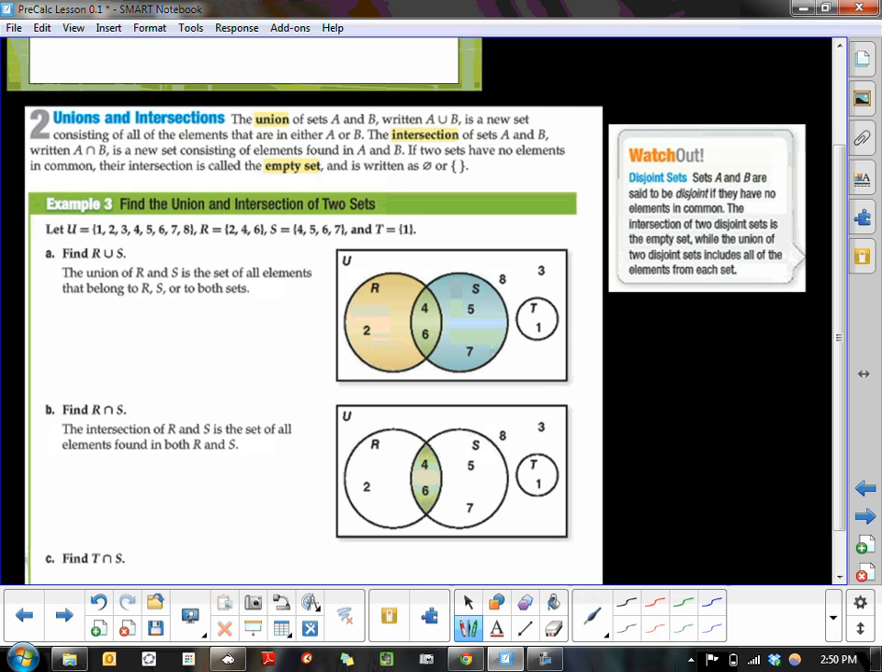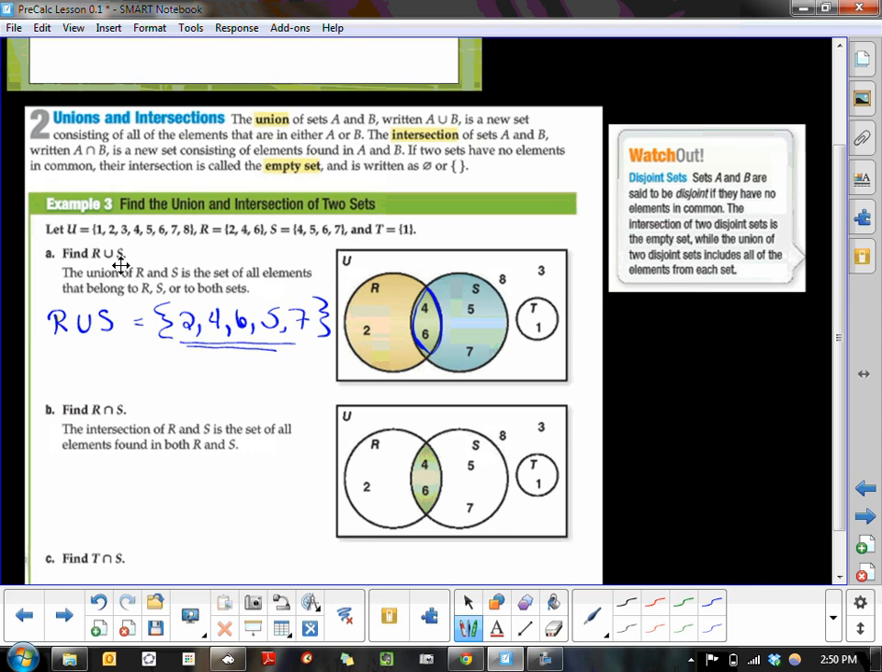So this R union S is going to be a new set, so make sure you put it in braces. We want to include everything that's in R or S, and we only include the things that are in both of them once. So it's 2, 4, 6, and then 5 and 7. Even though 4 and 6 are in there twice, you only include them in your list once. These are the elements that are in the union.